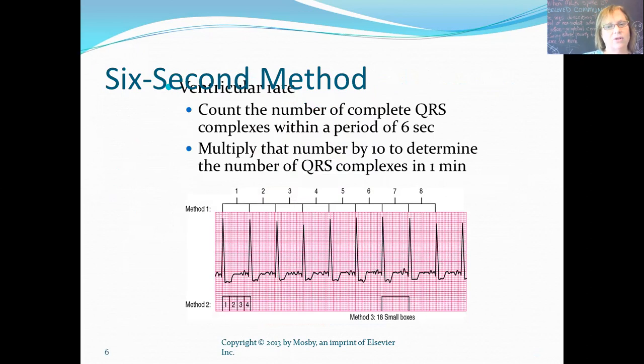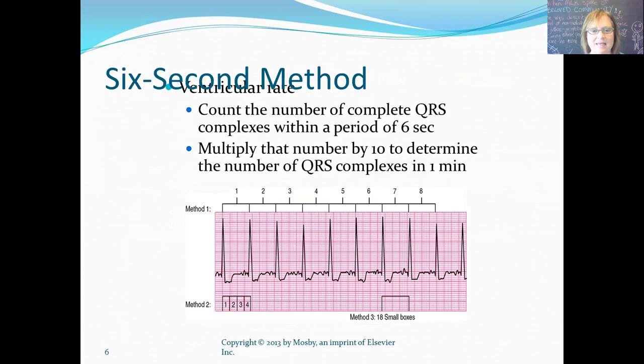Now, when we're looking at rate, remember the first question was regular or not regular, and we've just measured our R to R's. We're looking to see if that's regular or irregular. Second question, what is the rate? We can do this in several ways. There's the 6-second method, and this is the most common method.